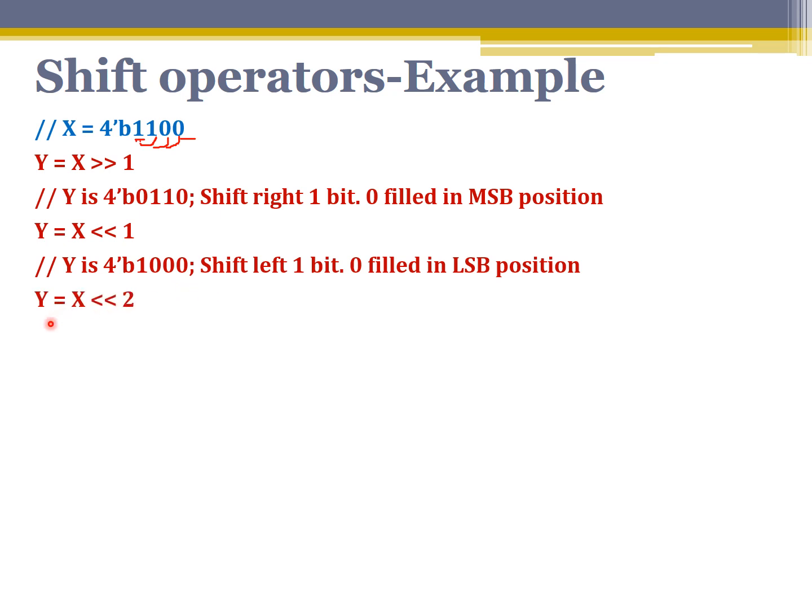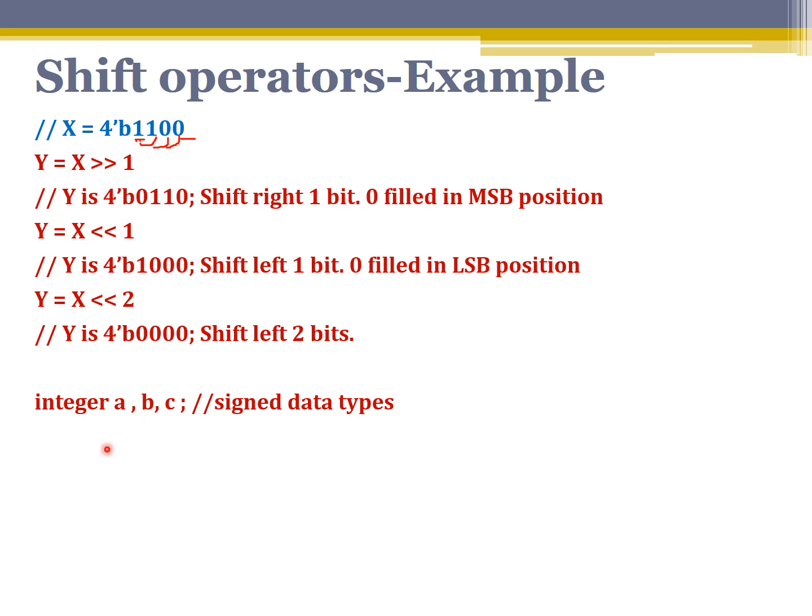Y is equal to x left shift by 2. When we shift left by 2 the same number, we are going to lose the first 2 bits, and obviously 2 vacant positions on the right hand side are created, which are filled by 0. So this evaluates to all zeros. We are just shifting this number by 2 bits.